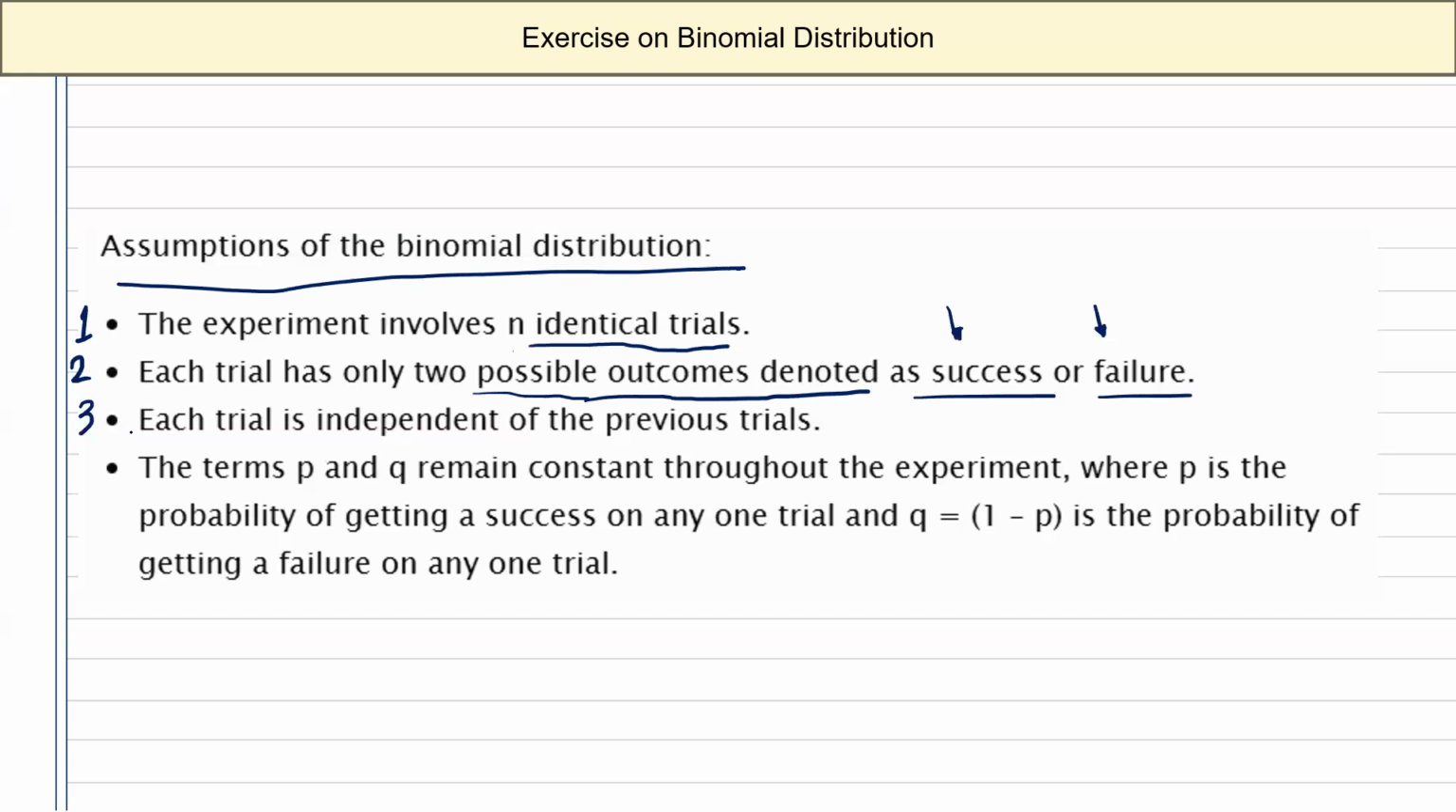And number three, each trial is independent of the previous trial. So it means that the terms P and Q, the probability of success P and the probability of failure Q, are such that Q is 1 minus P. The terms P and Q remain constant, fixed numbers through the experiment, where P is the probability of getting a success in any one trial, and Q is the probability of getting a failure on any one trial.